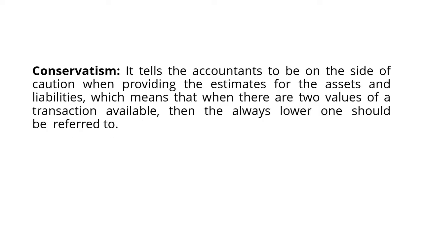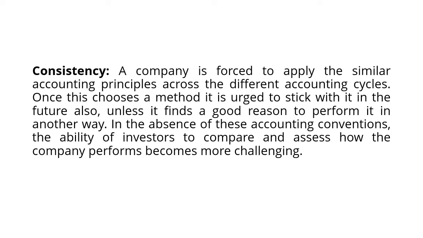Starting with the first one, what is conservatism? It says that when the accountants are revealing the information, when they are giving the estimates for the assets and liabilities, they have to make sure that the lower value out of the two should be considered. Two values like the book value and the market value. So whichever is lower, that has to be considered. It tells the accountants to be on the side of caution when providing the estimates for the assets and liabilities, which means that when there are two values of a transaction available, then always the lower one should be referred to. So the lower value has to be considered.